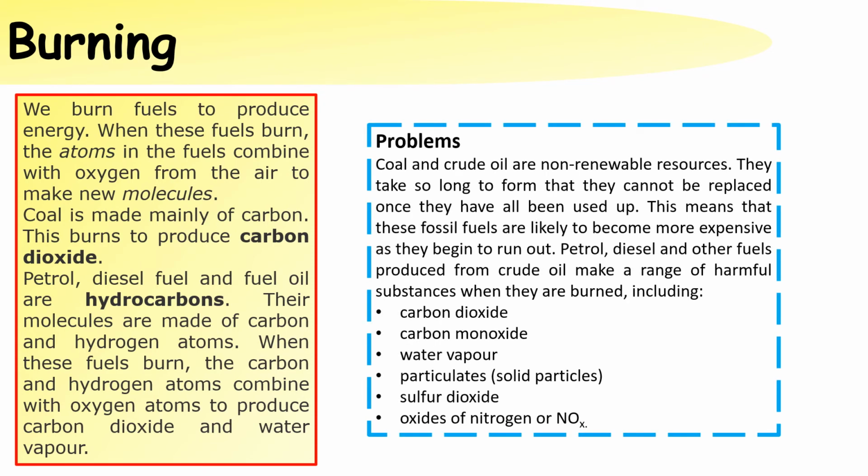Some of the problems caused by burning fossil fuels are that they produce carbon dioxide, which leads to global warming, carbon monoxide, which can lead to health problems, soot particles, which can lead to global dimming, sulfur dioxide and nitrous oxides, which can increase acid rain.